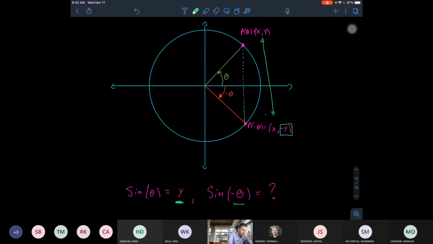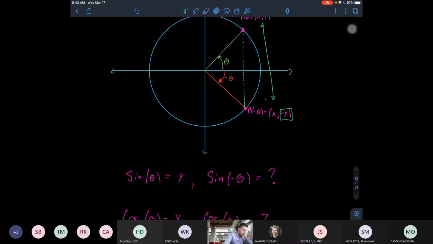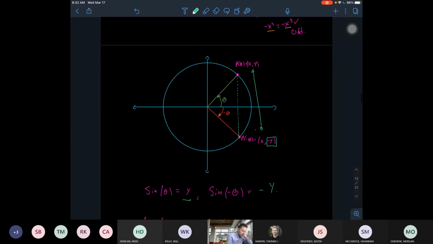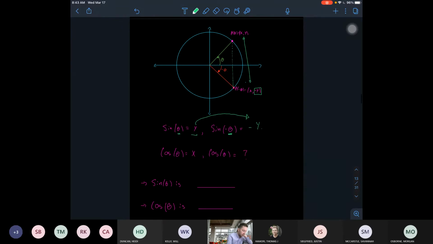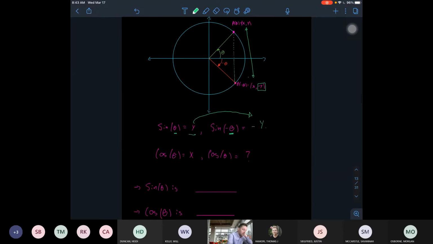Okay. So when we did sine of theta, it should spit out the y coordinate, so we get y of this top point. And then when we do sine of negative theta, it should spit out the y coordinate of the other point, which in this case is negative y. So we found that if we plug in the negative value of what we originally plugged in, we get the value of the original function, except it's negative now. So what is that telling us about sine in terms of even and oddness? What do we think? Is sine going to be even or odd based on this information?